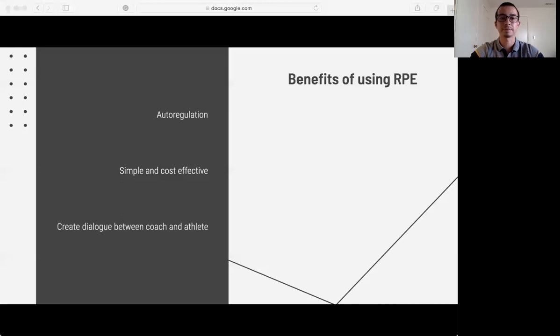Also, it does create dialogue between the coach and athlete. If we start seeing fluctuations in their training loads where we weren't expecting them, this can create that dialogue between the coach and the athlete, and we can ask what's going on outside of the sport, what's going on outside of school, and create these conversations so we can adjust their training if necessary.